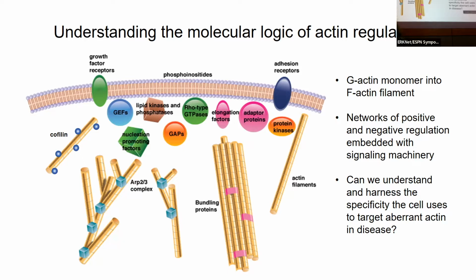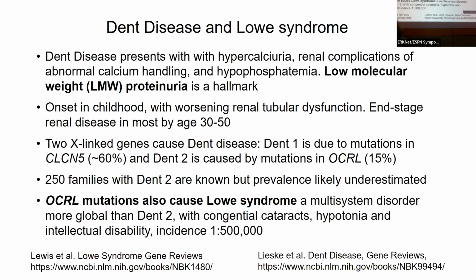So the underlying question that we're asking at the moment is, can we understand and harness the specificity that the cell uses? Because obviously, although actin is required all over the place in all different types of cells, somehow the cell is tuning that actin arrangement in the right place where it needs to be at the right time. So if we understand that biology, can we then harness that specificity to target aberrant actin in disease?